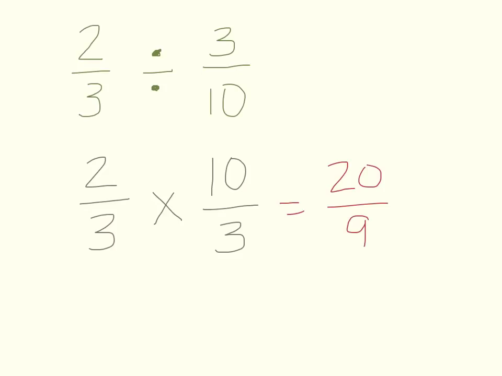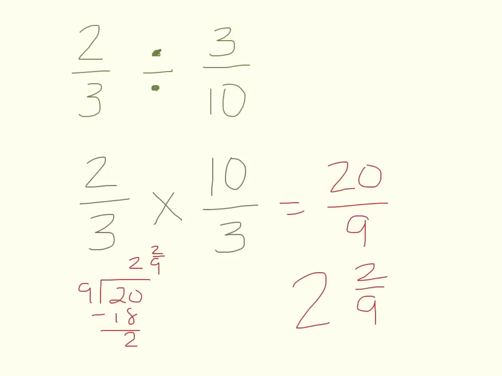And then we have to do our typical 20 divided by 9. 9 can go into 20 2 times, that's 18. When I subtract, the difference between 20 and 18 is 2, so it's 2 and 2 over 9. And then I'm going to make it big, and I'm going to circle it. My answer is 2 2/9.